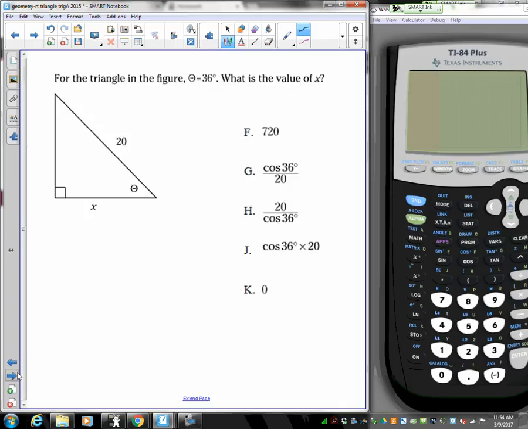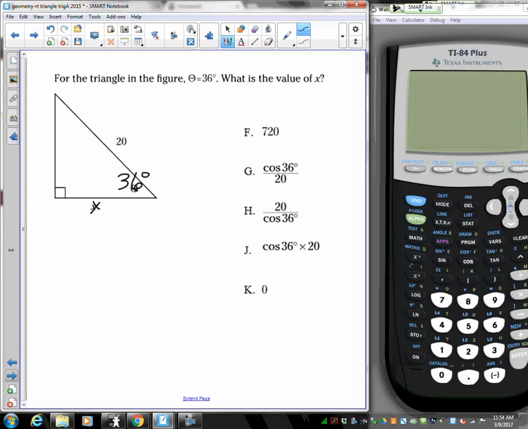Now the next one, we've got that theta here. That's just the Greek letter theta. And so, by the way, Greek letters are usually used to represent variables in trig. So we have theta is 36 degrees. And of course, we're given the hypotenuse of the triangle. Now we're trying to find this value.